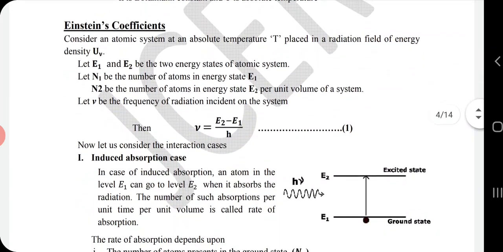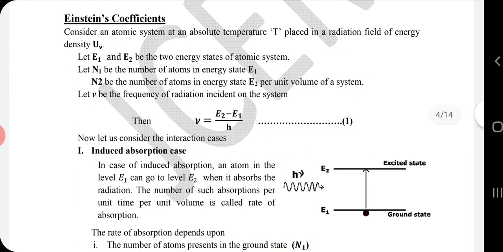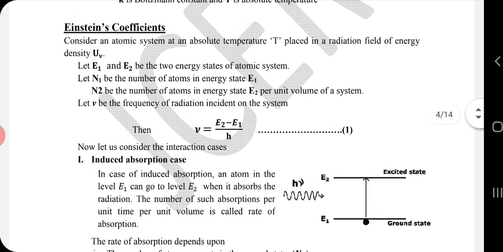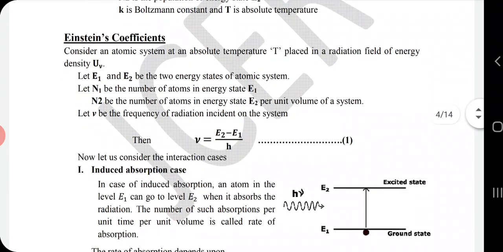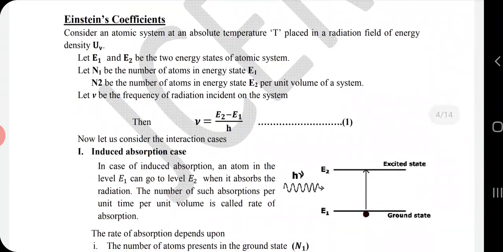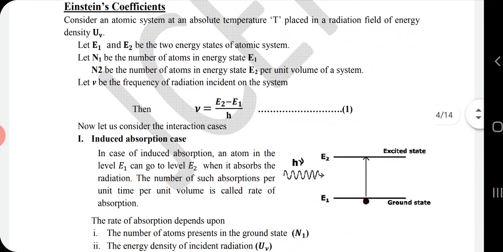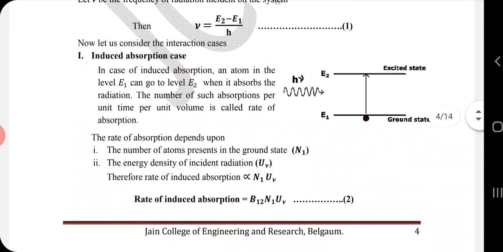So while teaching I have taken the coefficients first, and then we have replaced this Boltzmann equation in that. Okay, so we have the Einstein's coefficients. There are three processes, so corresponding to three processes we have three coefficients, right? That is the induced absorption case.